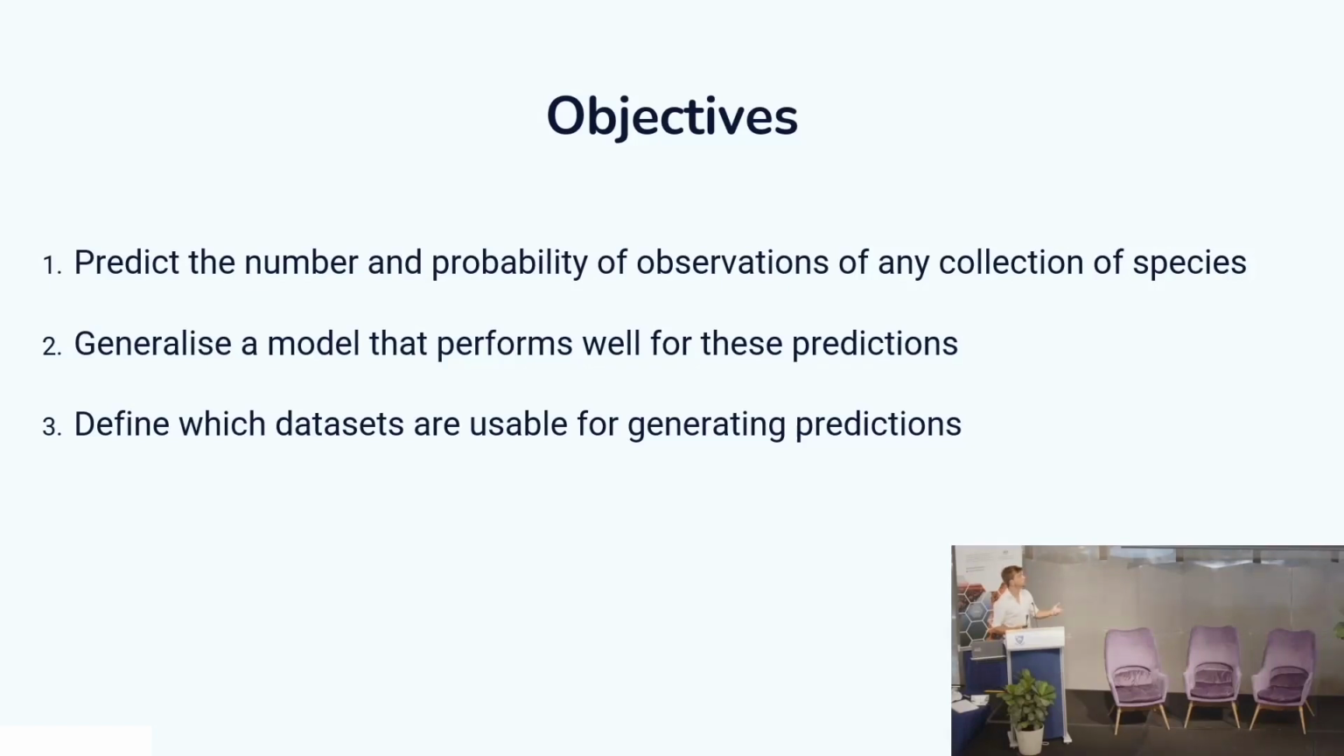For this project, there were three main objectives. Number one was to predict the number and probability of observations of any collection of species, basically anywhere in the world. And number two was to generalize this model so it's applicable anywhere, sort of a one-size-fits-all model. And then the third objective was to decide whether a certain data set of species occurrences is actually useful or not. So we need to create some sort of metric for that.